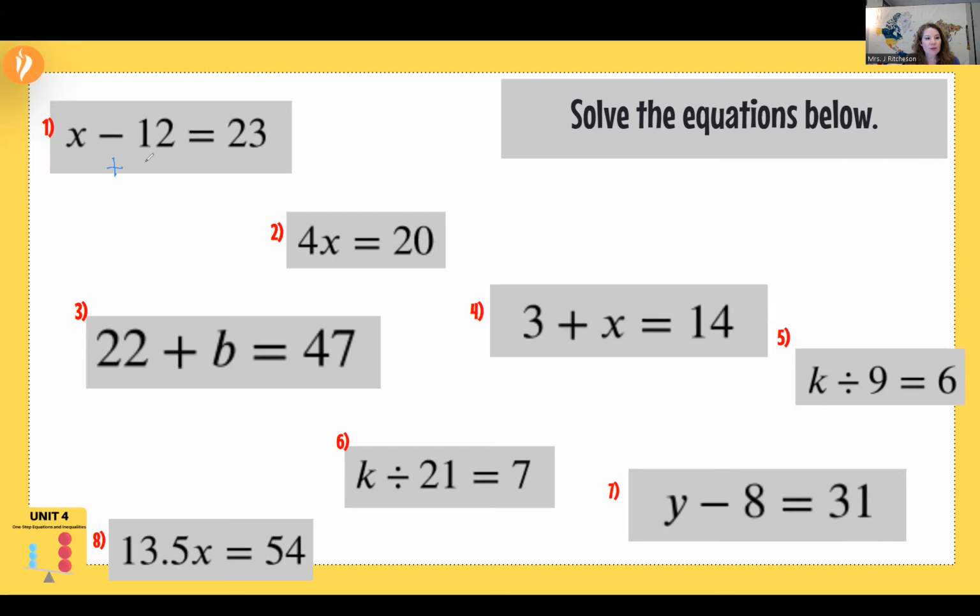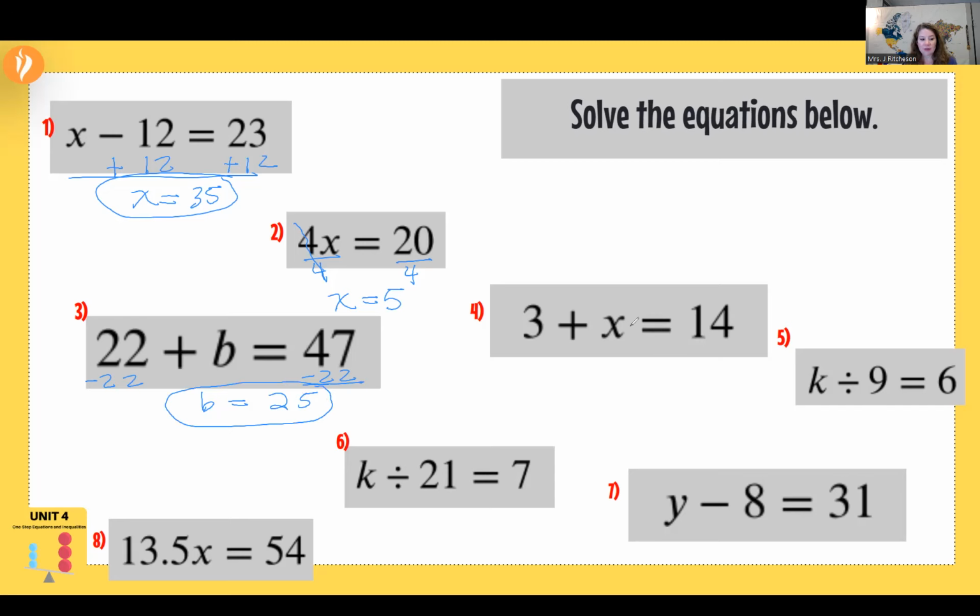All right, so on the first one, hopefully you guys added 12 to both sides. And you should have got 35. X equals 35. Number 2, to solve, you have to divide by 4, which is the opposite of multiplying by 4. Our 4's go away, and x is equal to 5. Number 3, we're getting rid of a positive 22. The only way to do that is to subtract 22. So we should have 25.